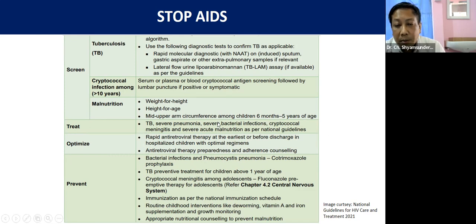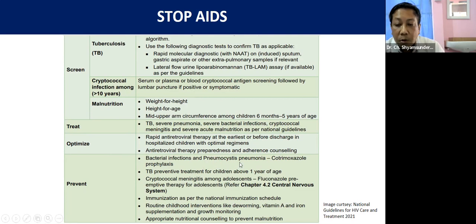Treat TB, severe pneumonia, severe bacterial infections, cryptococcal meningitis, and severe acute malnutrition as per national guidelines. Optimize rapid ART therapy at the earliest or before discharge in hospitalized children with optimal regimens. We should start ART at the earliest because if we plan for follow-up, they may be lost. ART preparedness and adherence counseling should be emphasized at every point.